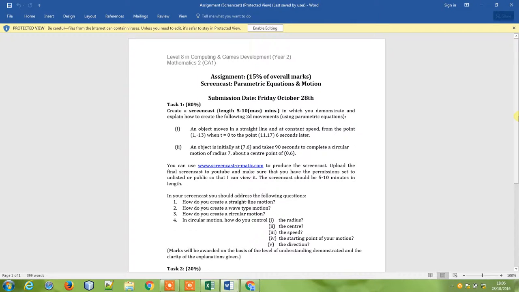So today I'm basically gonna be talking about my CA. So basically, what did I do for this CA? I'm gonna show you all the equations that I use. I'm gonna explain all the graphs that I drew for the CA, or, well, not all of them, but most of them. So first I'm gonna explain task 1 part 1 of the question, because it asked me to produce a straight line motion.